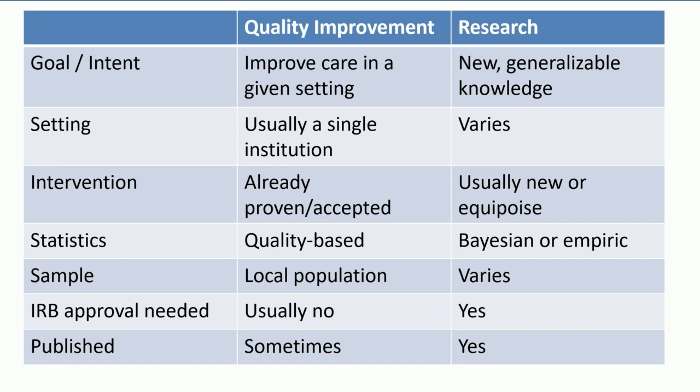Oftentimes, the quality improvement is local to the population where you are working. That can be a single institution, but it may be a population itself that you're looking at. And of course, research may vary. It could be single institution, it could be multiple, it could be international, if you will, too. Now, the last two, I think, are where people oftentimes get tripped up a little bit.